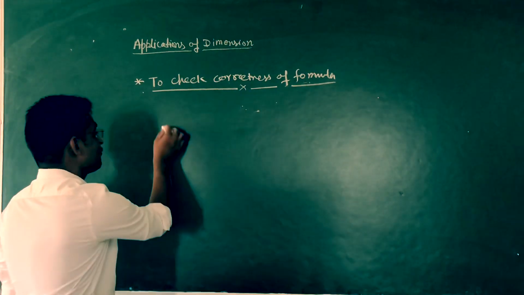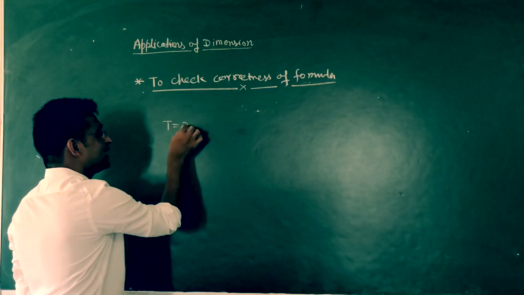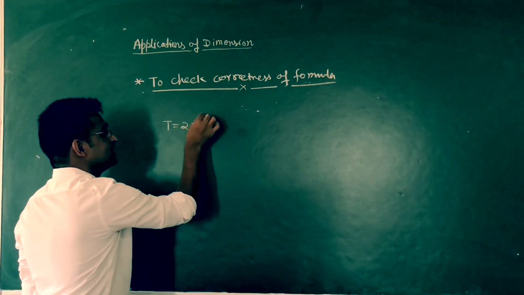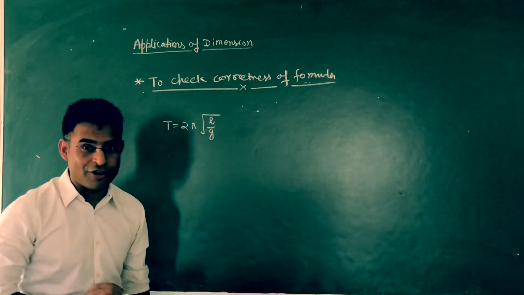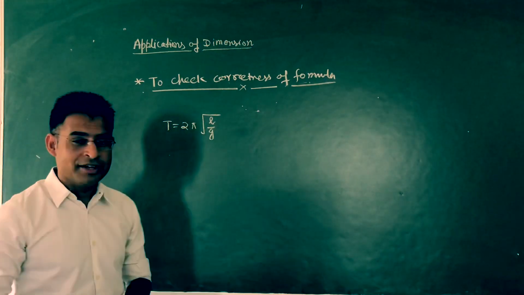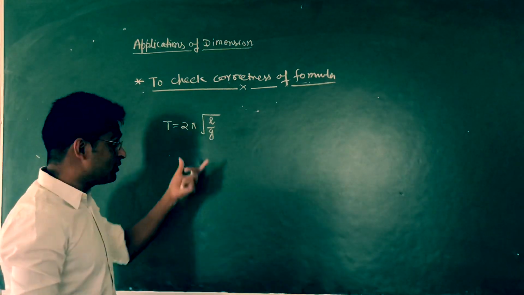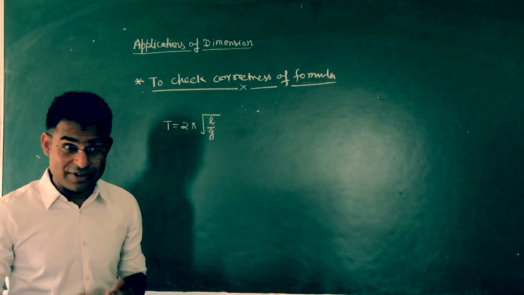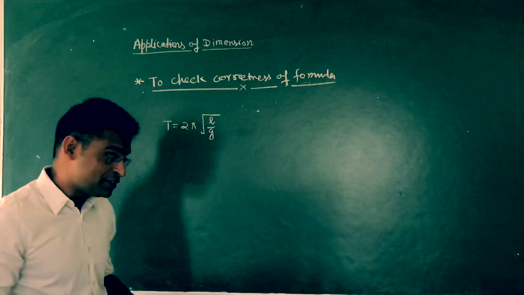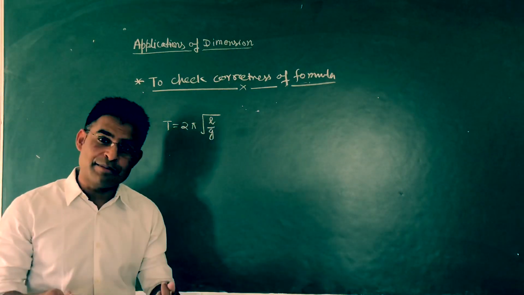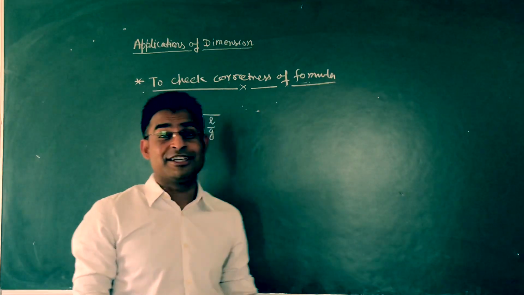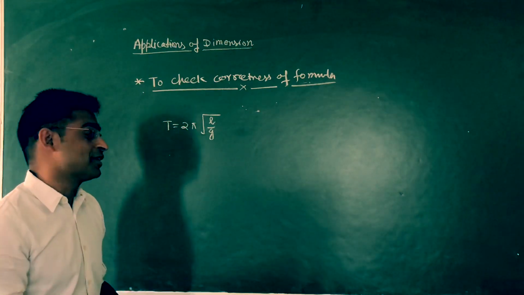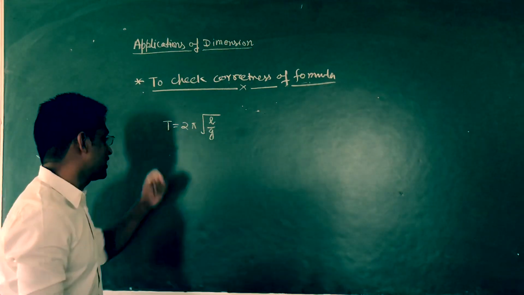For example, take one formula, T is equal to 2 pi under root L divided by g. I want to check whether this formula is right or wrong. So I'll check the left side dimension, then the right side dimension. If both are equal, the formula is right, otherwise it is wrong. Okay, let's check the left side dimension.